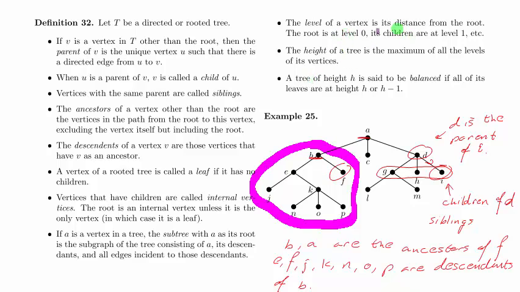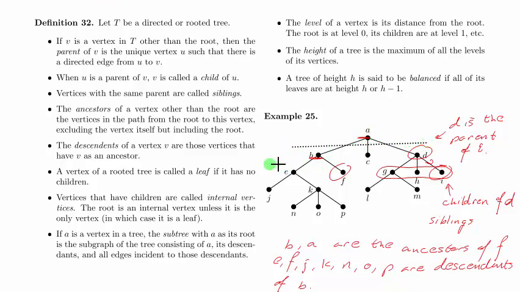The level of a vertex is its distance from the root, and we'll think of the root as being at level 0. And then its children are at level 1, and so on. So here we could draw some dotted lines to indicate the various levels. So anything above that is level 0, just A by itself. And then B, C, and D are at level 1. E, F, G, H, and I are level 2. J, K, L, and M are level 3, and N, O, and P are at level 4.